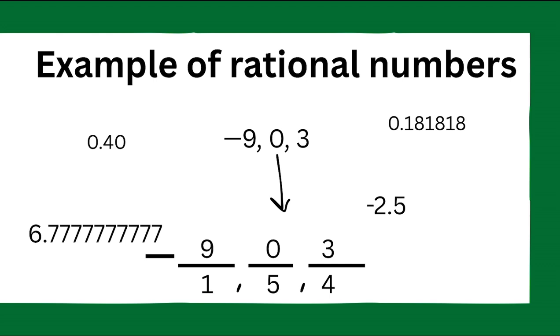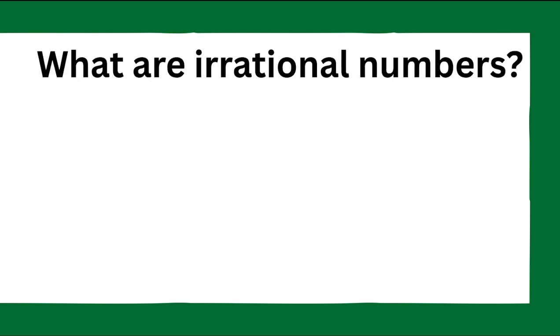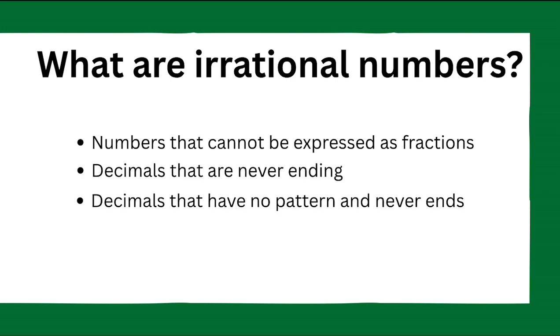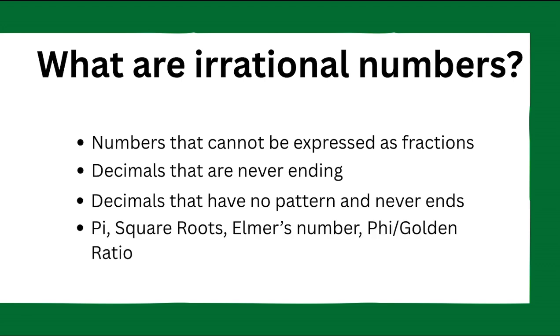So now let's take a look at irrational numbers. Irrational numbers cannot be expressed as fractions. So you could take any number, but if it cannot be expressed as a fraction, it makes it irrational. Irrational numbers can be decimals that are never ending, and irrationals also can have decimals that have no pattern and never end. They can also be pi, square roots, Euler's number, or the golden ratio.